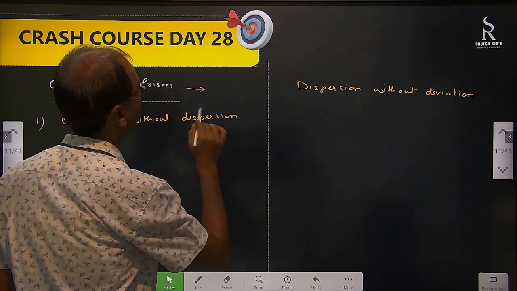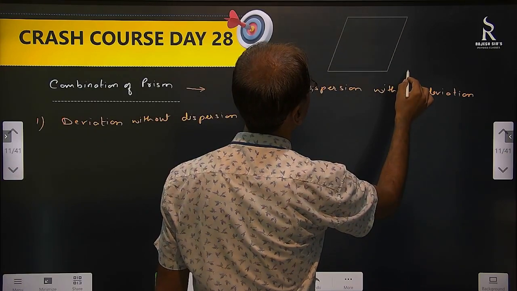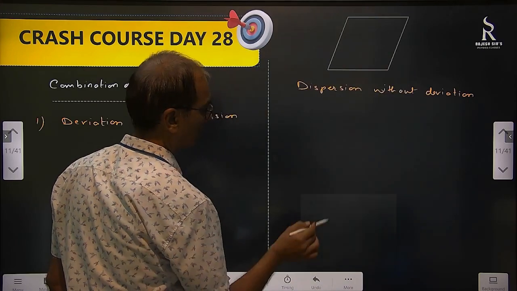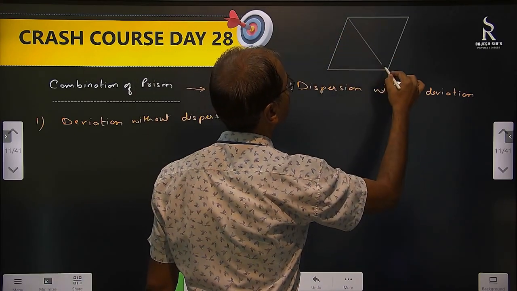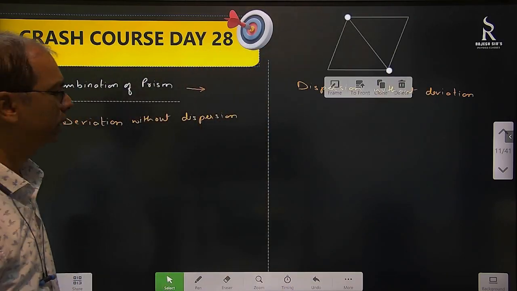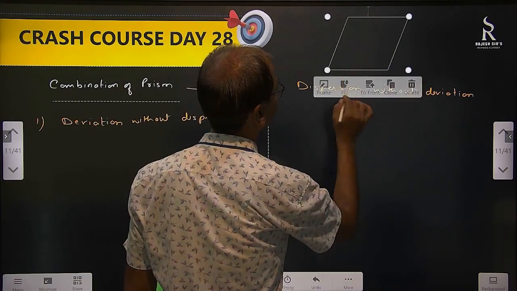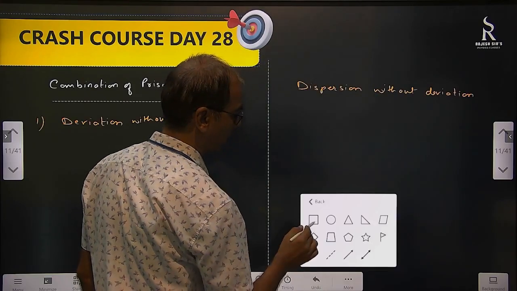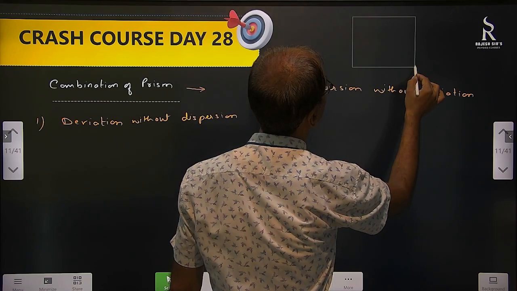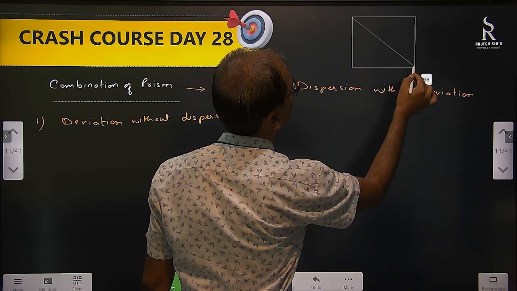Okay, we'll try. Combination of prism we'll make here. Something like this, and we'll join it here. So like this, there are two prisms. I think I should make it with a proper square, then it will be better. So if you make it with a square, this way also possible.